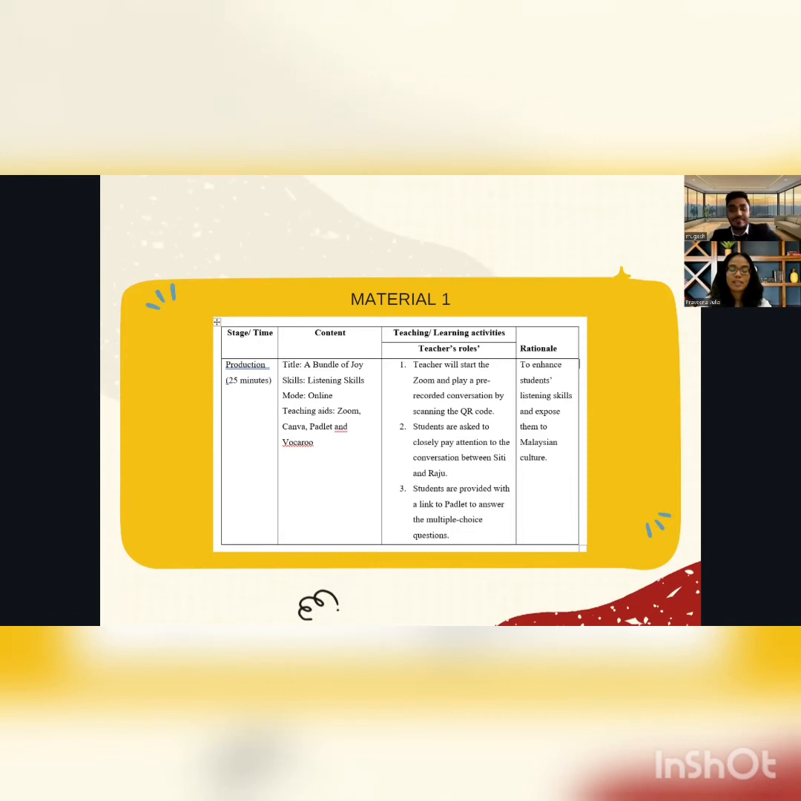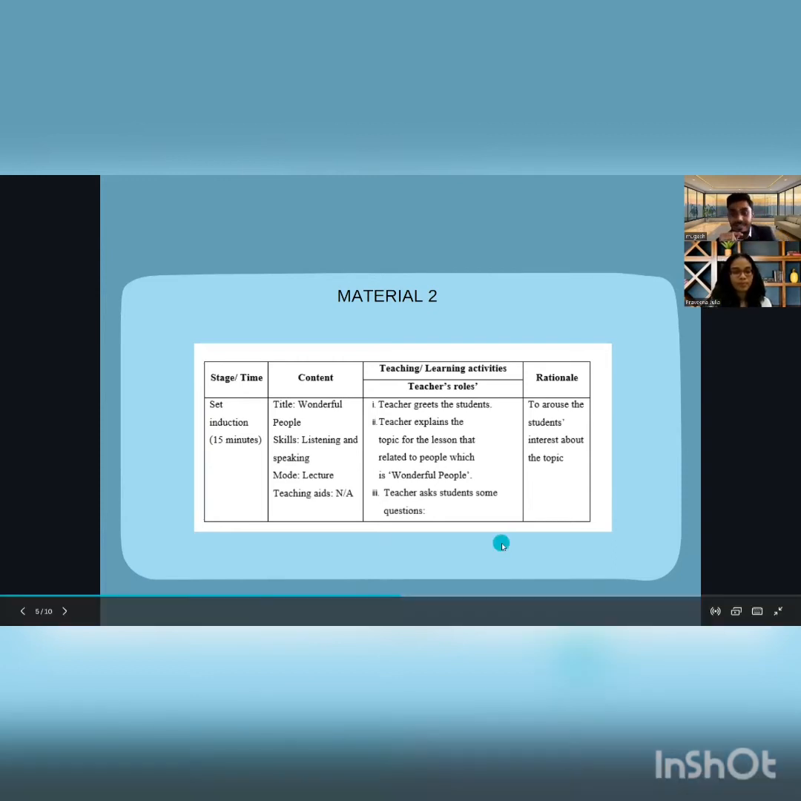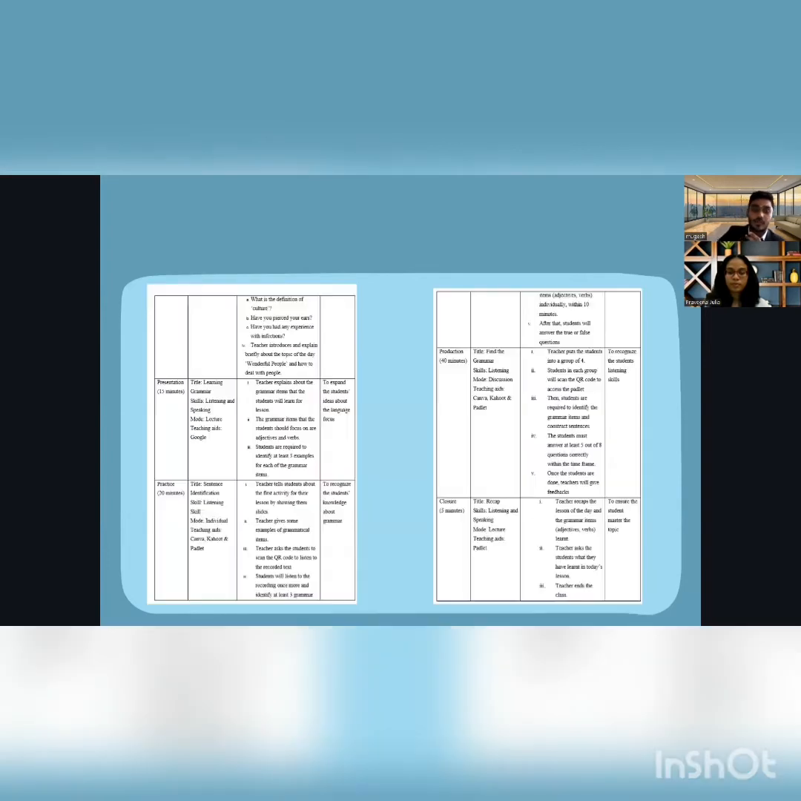All right, thanks. So moving on to material 2. The stage is the production stage. The title would be Wonderful People, and the skills are listening and speaking skills. For the teacher's role, the teacher will greet the students, and then explain the topic for the lesson related to people, which is wonderful people. The teacher will ask the students some questions. The rationale is to arouse the students' interest in the topic.